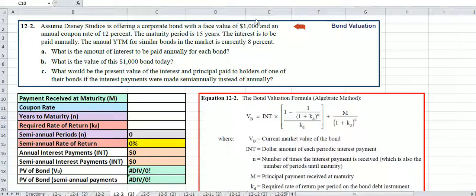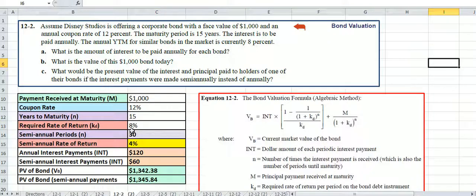The bond has a face value of $1,000, so we'll put that in right here, $1,000. A coupon rate of 12%, put that right there. Years to maturity, 15 years. And the yield to maturity in the market, so the discount rate in the market, is 8%, or interest rate, so I'll put that right there.